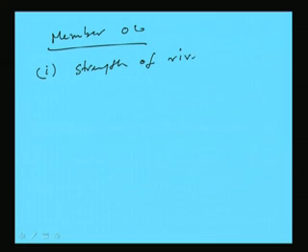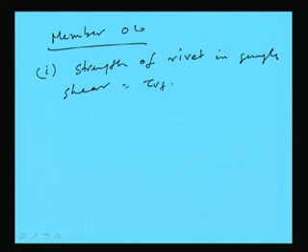Strength of rivet in single shear. This will become tau Vf into pi by 4 d square. So, this will be pi by 4 into tau Vf, which is 80, and d is 21.5. So, this is the same, 29 kilonewton.